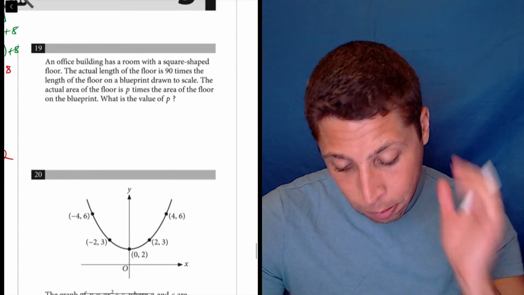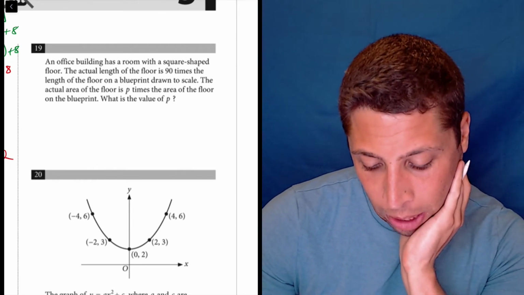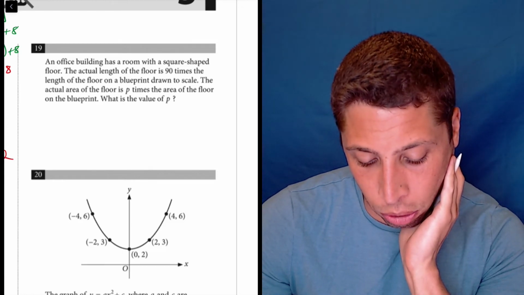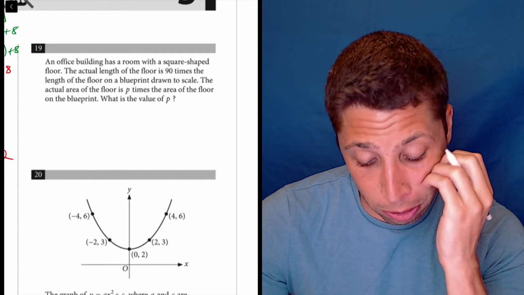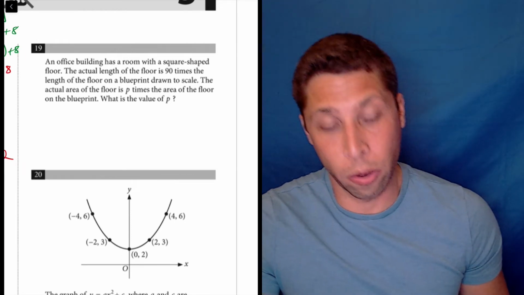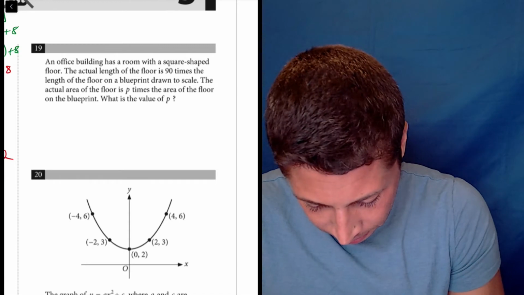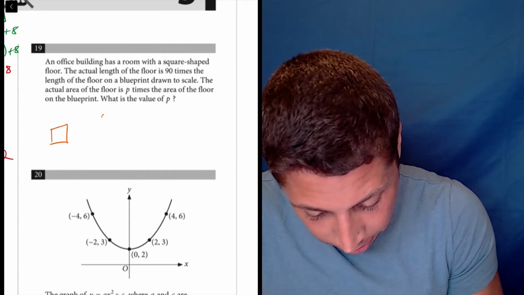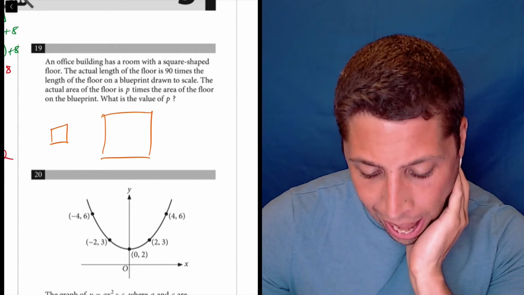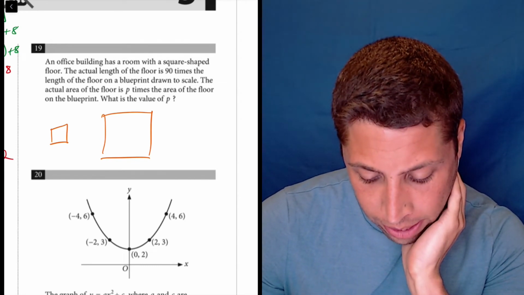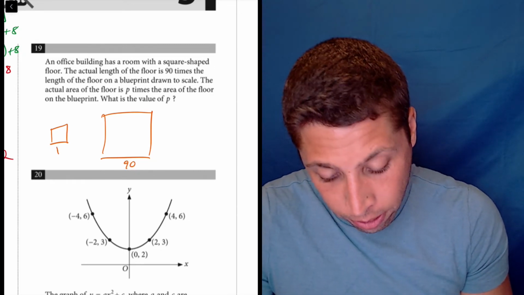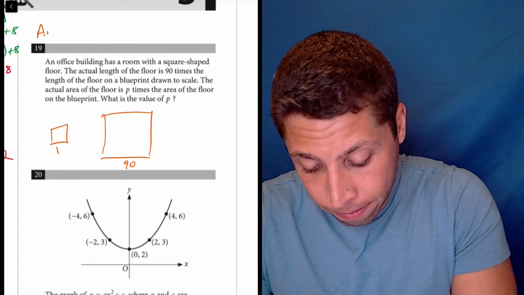Number 19, an office building has a room with a square-shaped floor. The actual length of the floor is 90 times the length of the floor on a blueprint drawn to scale. The actual area of the floor is P times the area of the floor on the blueprint. What is the value of P? Ooh, okay. So, I've got a blueprint square and a big square. The actual length of the floor is 90 times the length of the floor on a blueprint. So how about it's 1 and 90? Can I do that? Arithmetize a little bit.